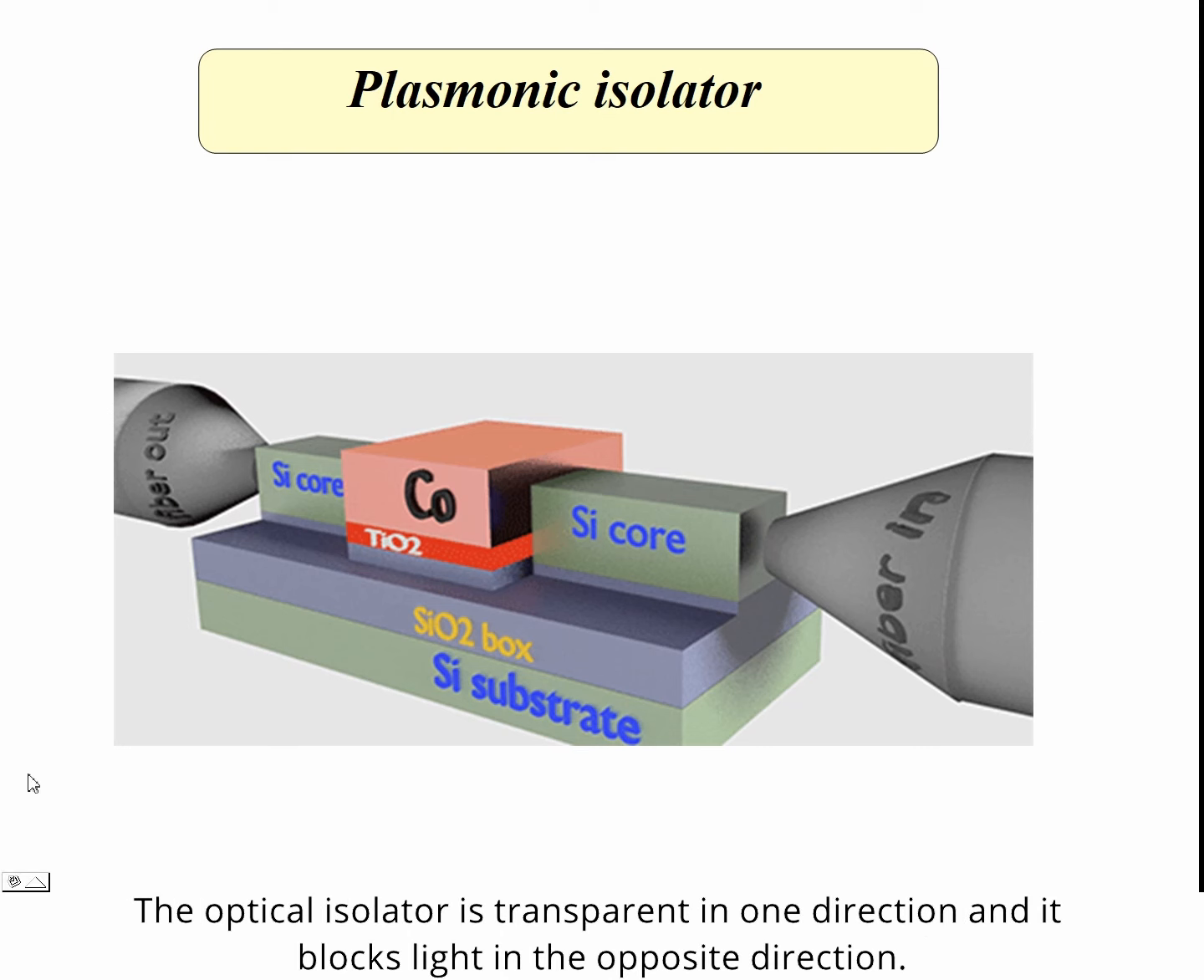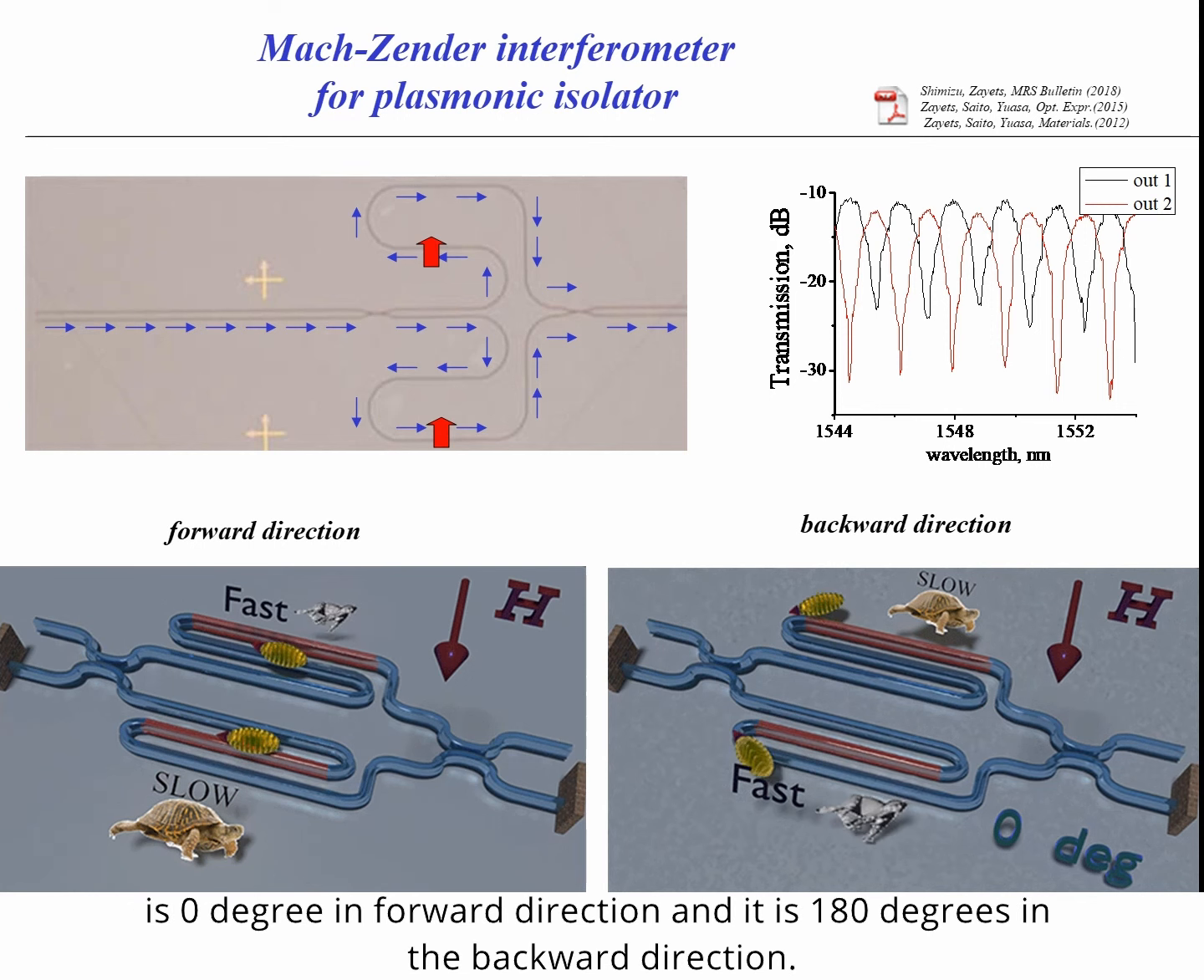Even so, 2 plasmonic waveguides are magnetized in the same direction. The magnetization directions are different with respect to light propagation direction. For the upper arm, the magnetization is towards the right hand. For the lower arm, the magnetization is towards the left hand. Therefore, light experiences the opposite magneto-optical effect in 2 arms of the interferometer. As a result, the phase difference between light passing each arm is 0 degrees in forward direction and 180 degrees in the backward direction.